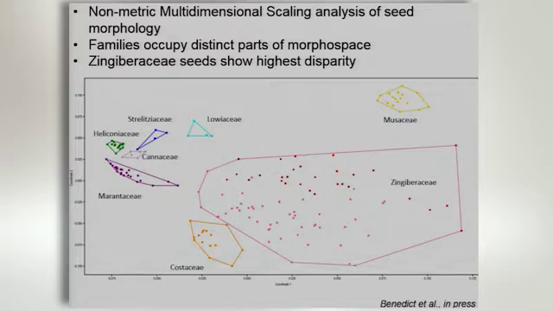We could take our seed characters and look at morphospace. So we did an NMDS analysis, and this emphasizes each of the families are different. Zingiberaceae occupy a really large portion of the morphospace, which reflects the high morphological disparity that they show. And you'll also note Costaceae and Zingiberaceae and Musaceae are all kind of on this side. That'll come up again.